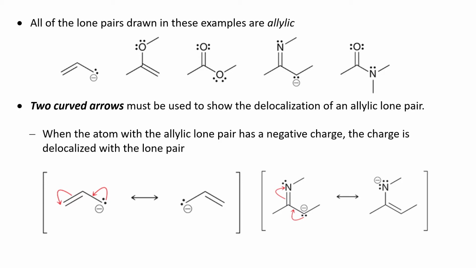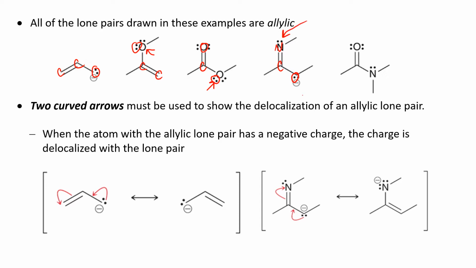All of the lone pair electrons in the following example are allylic. So remember, it's adjacent. The lone pair is on a carbon or atom adjacent to the carbon-carbon double bond. Here's your carbon-carbon double bond. We have an atom adjacent, and we have a lone pair. We have a carbon-oxygen double bond. We have a lone pair that is adjacent to that pi bond. We have a carbon-nitrogen double bond. We have a lone pair on an atom adjacent to the pi bond.